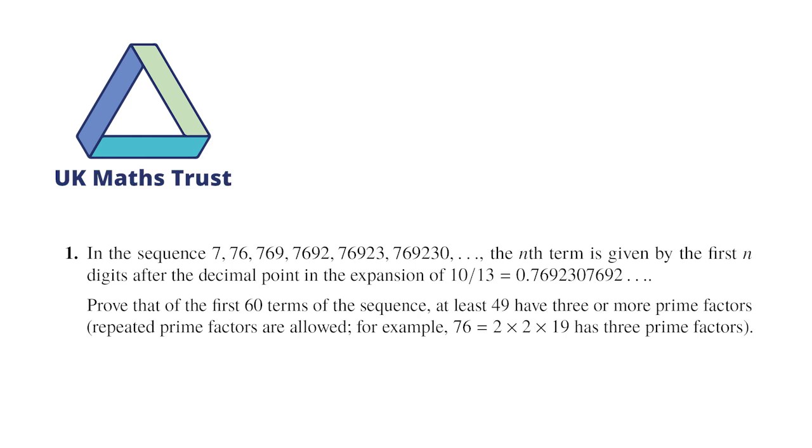For example, 76 is 2 times 2 times 19, and so has 3 prime factors. So this problem concerns a sequence of integers which are derived from the decimal expansion of the fraction 10/13. So it seems sensible to begin by actually doing that division, doing the calculation to find the decimal expansion of 10 over 13 in the hope that it'll help us to understand this sequence of integers a little better.